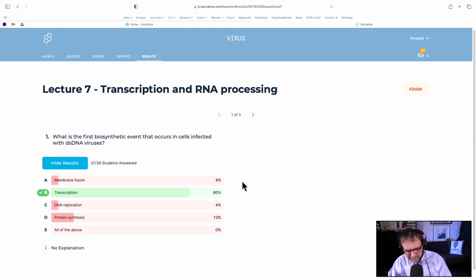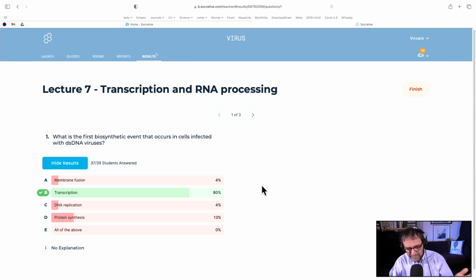So 80% of you got transcription, which is the first biosynthetic event as I've defined it. Now you may say, well, but isn't repair biosynthetic? Yeah, but I don't want you to think of it that way. The goal of that is to get mRNA synthesis. That's the first biosynthetic event and has to happen to start the infectious cycle.